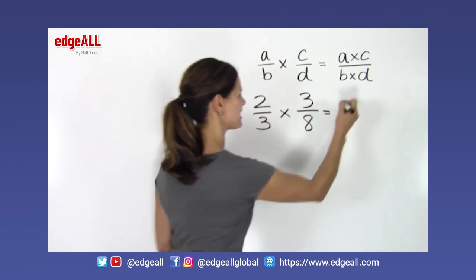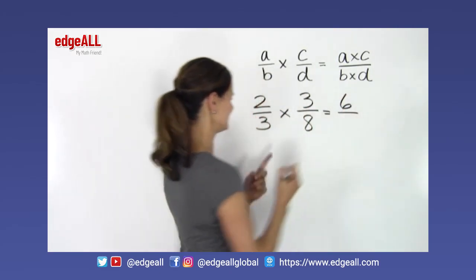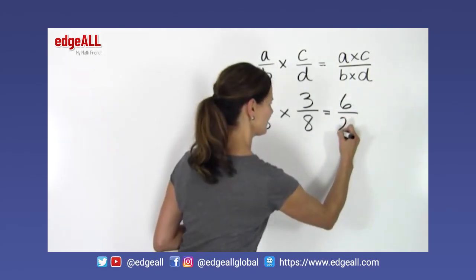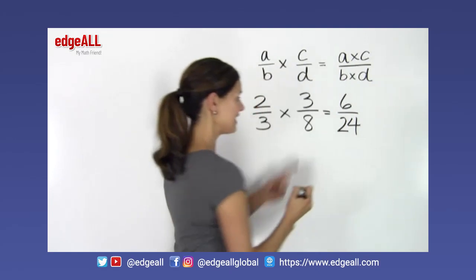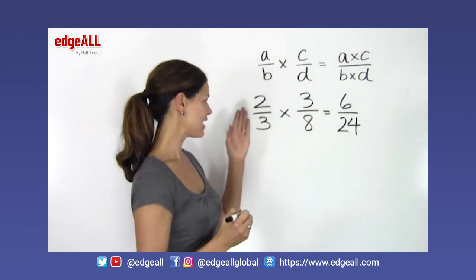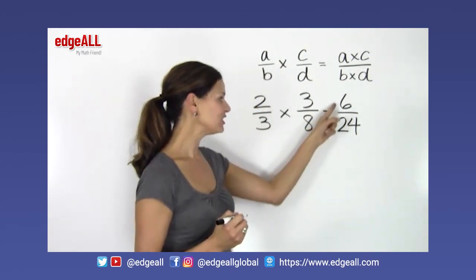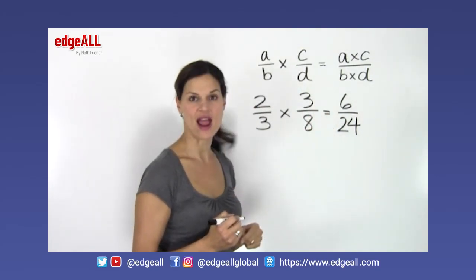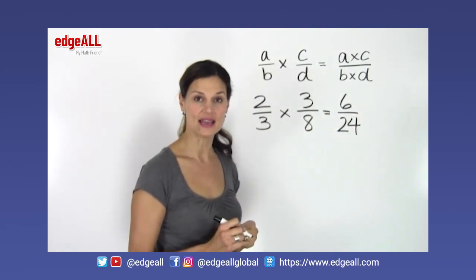2 times 3 equals 6. 3 times 8 equals 24. So that is the answer. It's very simple to do. But when I look at this 6/24, I see that this fraction can be simplified.